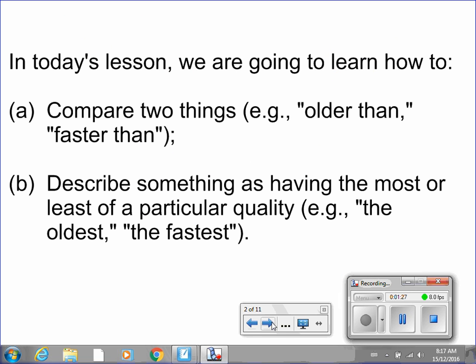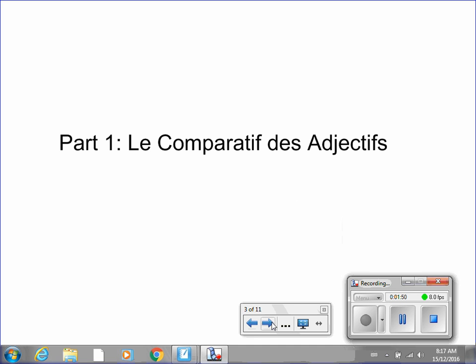In today's lesson, we are going to learn how to A, compare two things, e.g. older than or faster than, and B, describe something as having the most or least of a particular quality. In other words, the oldest or the fastest. Part 1. Le comparatif des adjectifs.